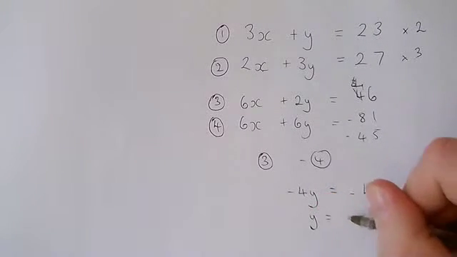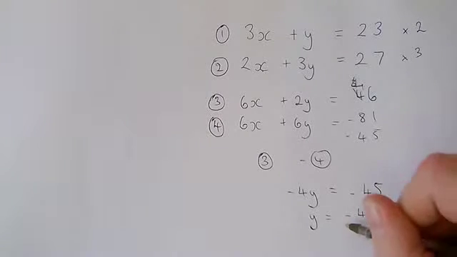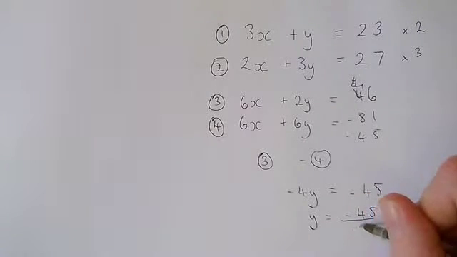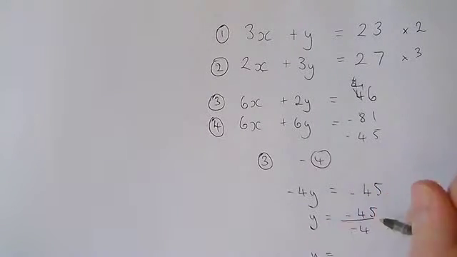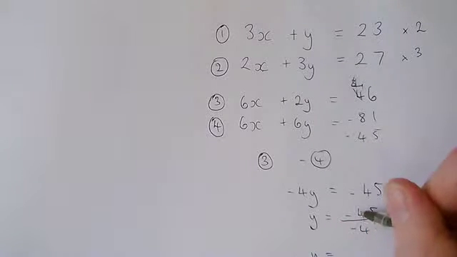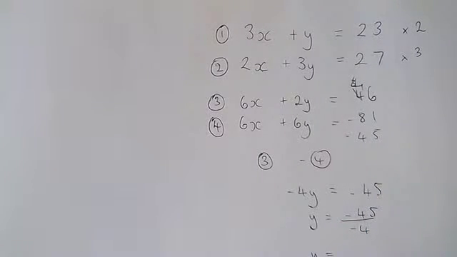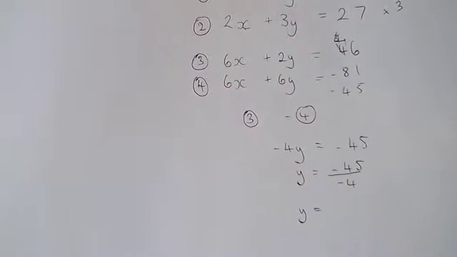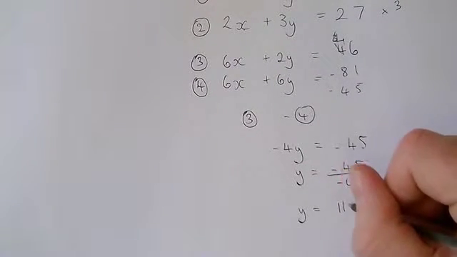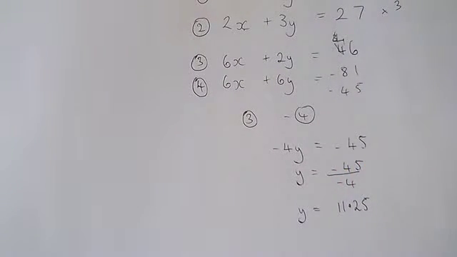So y is equal to minus 35 over minus 4. 2 minuses will make a plus, and that's going to be 4 into 40 is 10 times. So 4 into 44 is 11 times. So this is going to be 11.25. I'm then going to sub that into question 1.